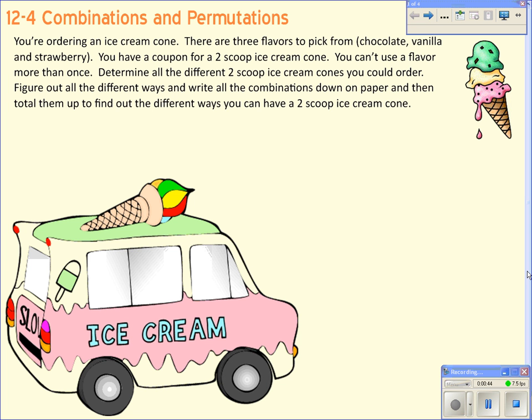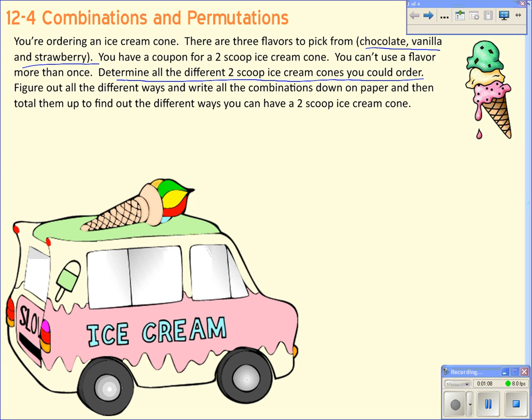So here's your first situation. If you don't have the notes printed out, here's what you need to have written down. We have 3 flavors to pick from. We have a coupon for 2 scoops. So here's what we need to do. Determine all of the different 2-scoop ice cream cones you can order.